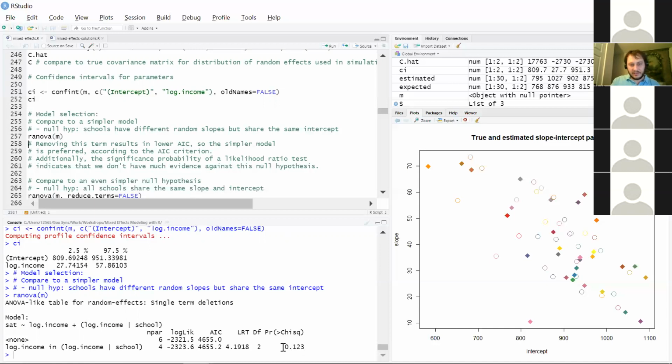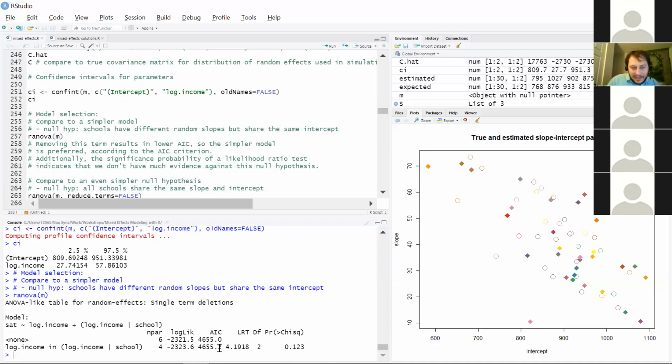That's not a very small p-value, so we don't have strong evidence from the data that the schools actually do have different slopes, because there are only 10 to 15 draws per school. And there are only 30 schools.